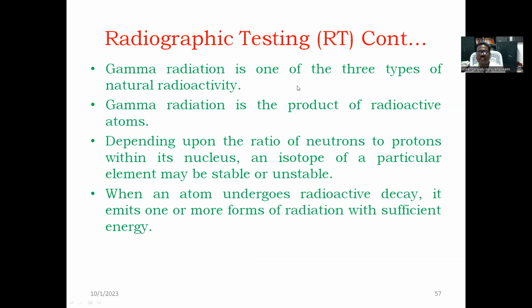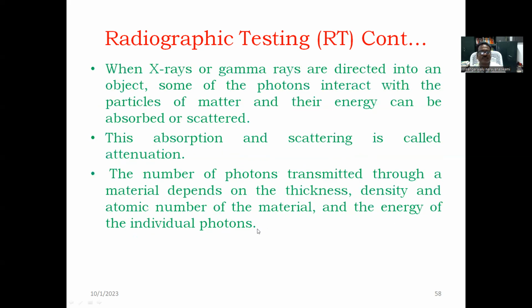The gamma radiation is one of the three types of natural radioactivity. Gamma radiation is the product of radioactive atoms, depending upon the ratio of neutrons to protons within its nucleus. An isotope of a particular element may be suitable or unsuitable. When an atom undergoes radioactive decay, it emits one or more forms of radiation with sufficient energy.